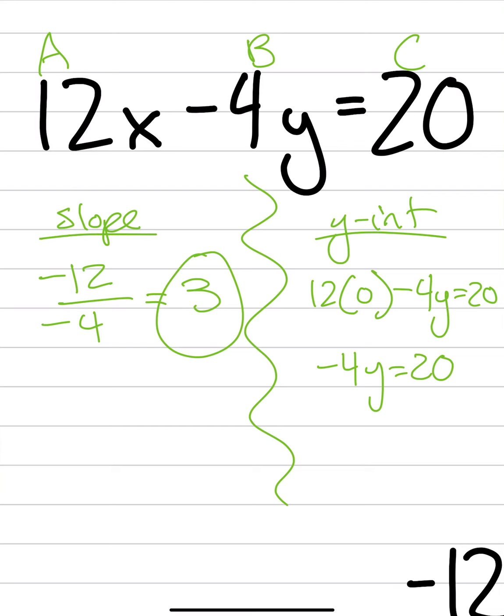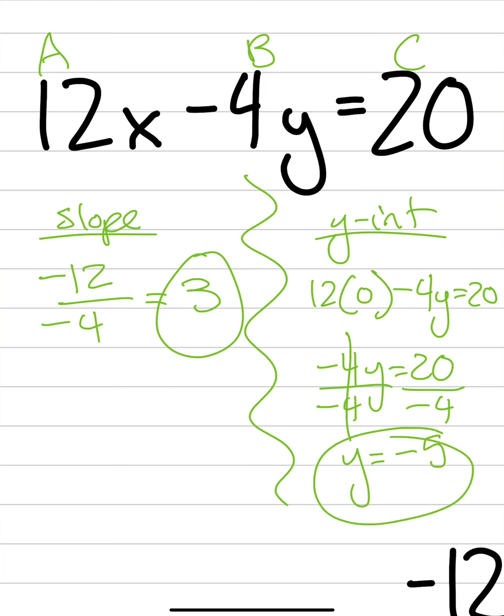Okay, I want y to be by itself, so I'm going to divide by negative 4. Cool. Those are gone. So we have y equals 20 divided by negative 4. Well, that's going to be negative 5. And we're done.